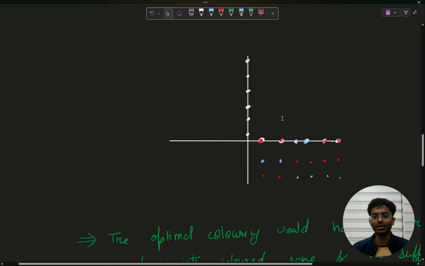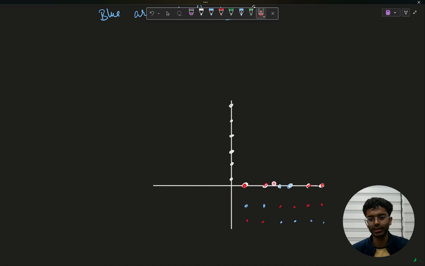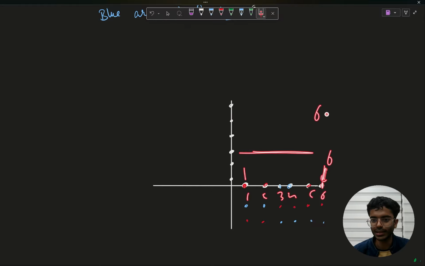Now let's see how we should color the points, right? So let's say we are given this as the coordinate system. And let's say we are trying to color this as red, this as red, this as blue, this as blue, and these two also as red. Now, do you think this would any time be optimal? So the maximum R over here is this. Let's consider them as 1, 2, 3, 4, 5, 6 only. So this is 6, this is 1. So this base is 6 minus 1, which is 5, right?